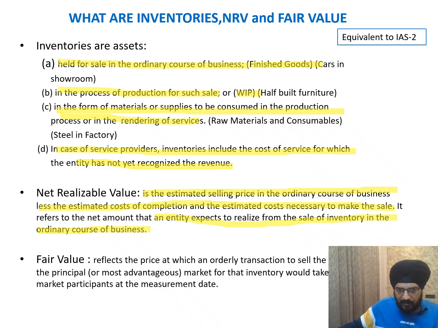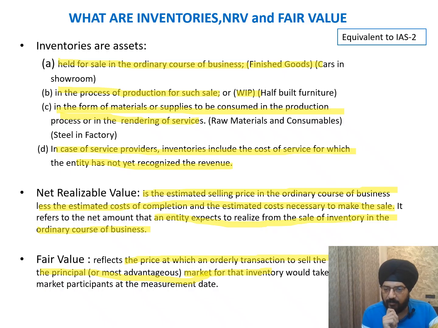And the last one is fair value, which reflects the price at which an ordinary transaction to sell the inventory takes place in the principal market. Basically, these are those cases wherein we do not have a cost, or we do have a cost, but we have the fair value at which it can be sold to the market.